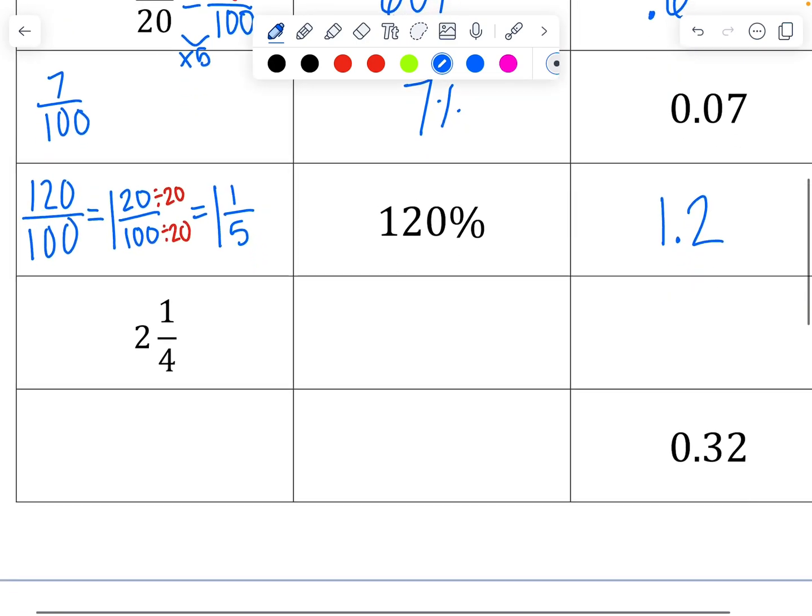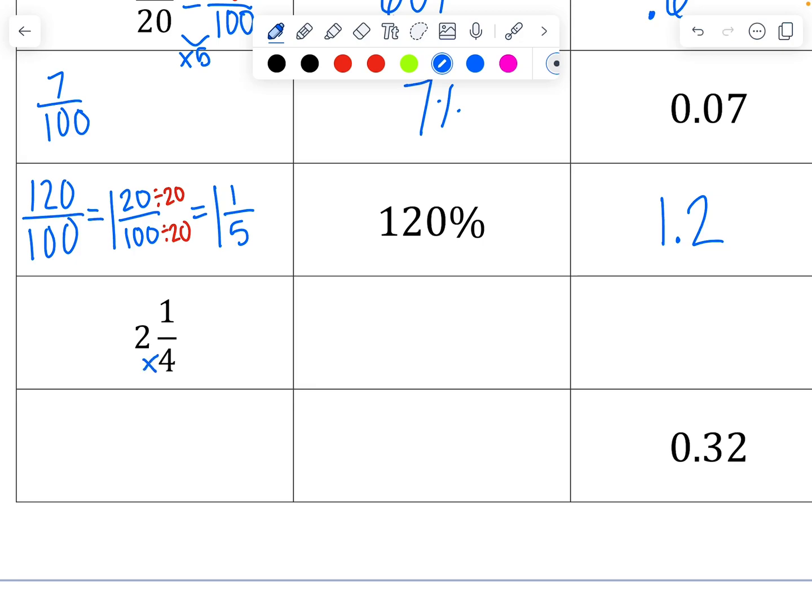On 2 and 1/4, the first thing I'm going to do is change it to an improper fraction so that I can get the denominator to 100, okay? So this 2 right here, that's going to represent 200%. So I know it's going to be above 200%. Okay? So I'm going to change it to an improper fraction.